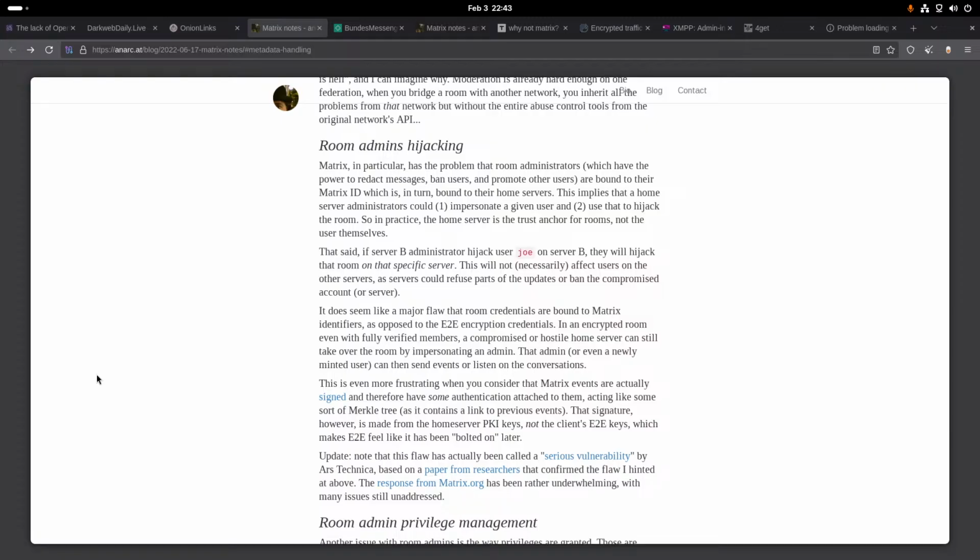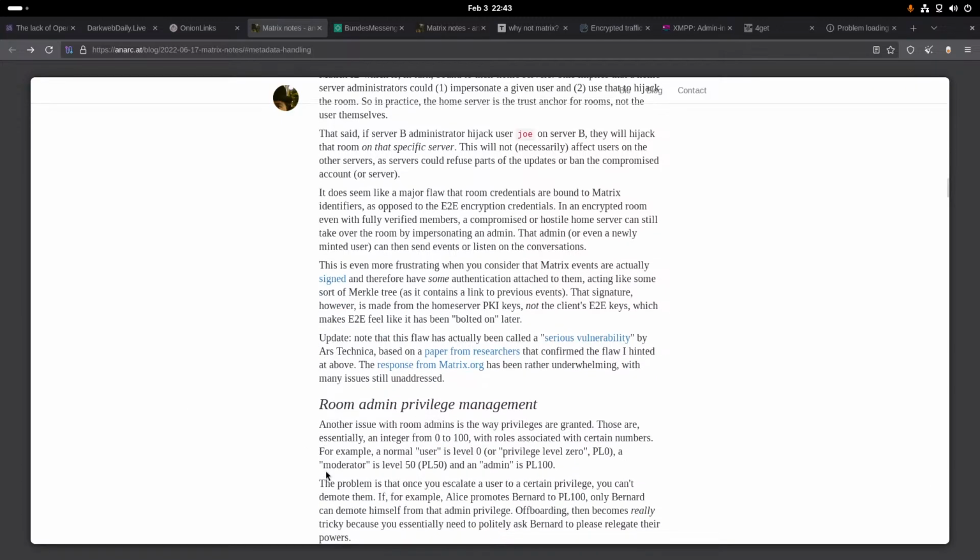The admin or even newly minted users can then send events or listen on the conversation. This is even more frustrating when you consider that Matrix events are actually signed and therefore have some authentication attached to them, acting like some sort of Merkle tree as it contains links to the previous events. That signature, however, is made from the home server PKI keys, not the client's E2E keys, which makes E2E feel like it's been bolted on later, which is kind of interesting.